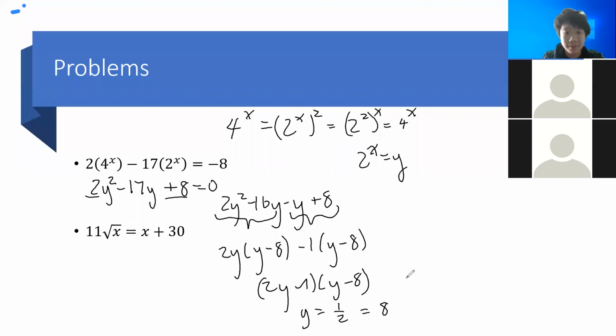But that's not the answer, because we want to find x. Because the first equation wasn't x, we got to get this into x again. So y is equal to 2 to the x power. 2 to the x can equal these two things. But we know that 1/2 is 2 to the negative 1, so x can equal negative 1. 8 is 2 to the third power, so x can equal 3. So those are the two solutions for x, negative 1 or 3.